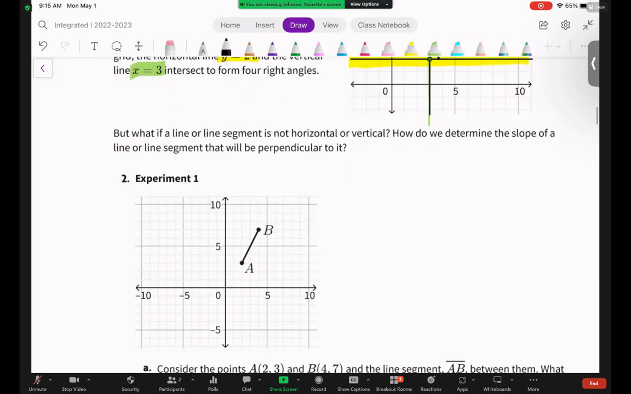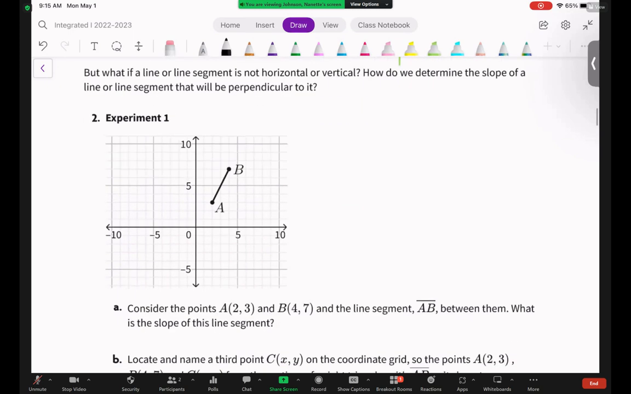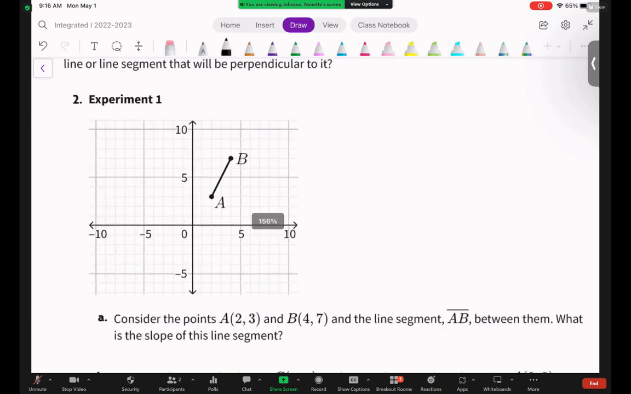But what if a line or segment is not horizontal or vertical? How do we determine the slope of a line or line segment that will be perpendicular to it? So we're going to do some experiments. We're going to play with it and see if you can come up with it. Whenever you come up with an idea and you test that idea, it's so much more powerful. Keep that in mind. Okay. So here we go.